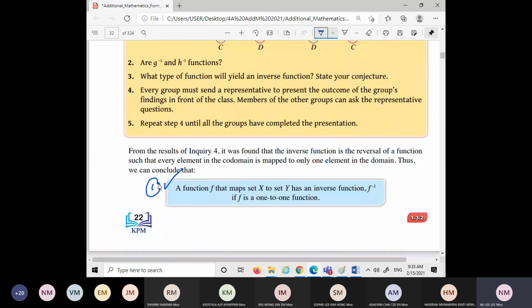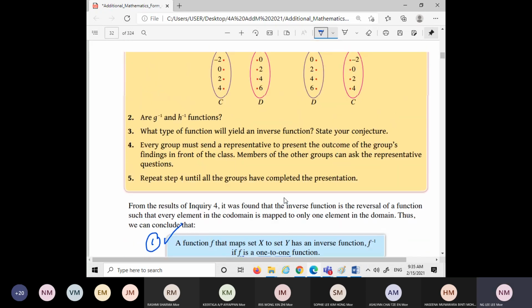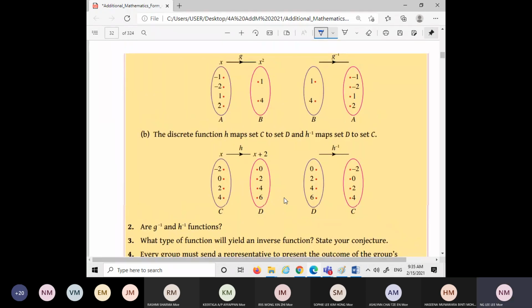A function f that maps set x to set y has an inverse function, f inverse, if f is a 1-to-1 function. Okay, so now you want to know, f is 1-to-1, only then you will have an inverse. If not, you got no inverse. Now we want to prove it. You look at this activity.